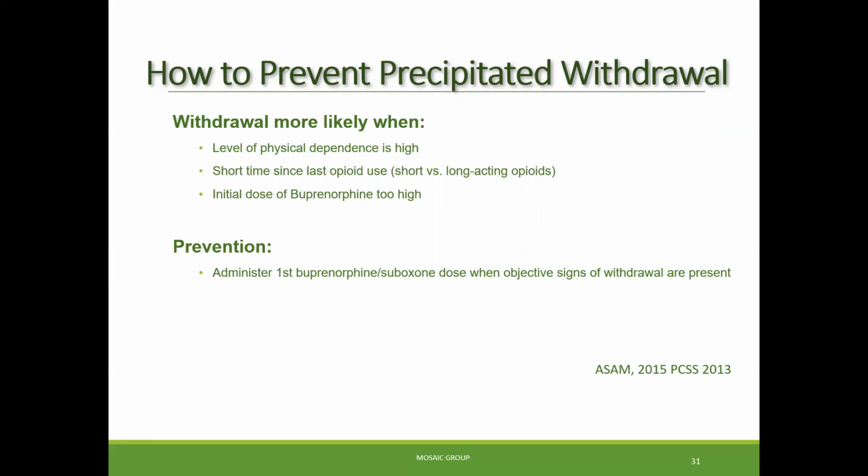If the patient happens to go into precipitated withdrawal after you or the nurse have administered that first dose, we recommend that you give a 4 milligram dose to the patient in addition to that in order to try and prevent or end their precipitated withdrawal.